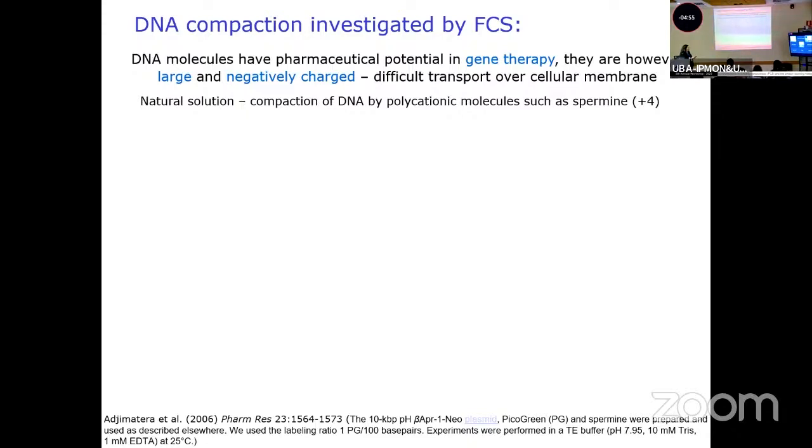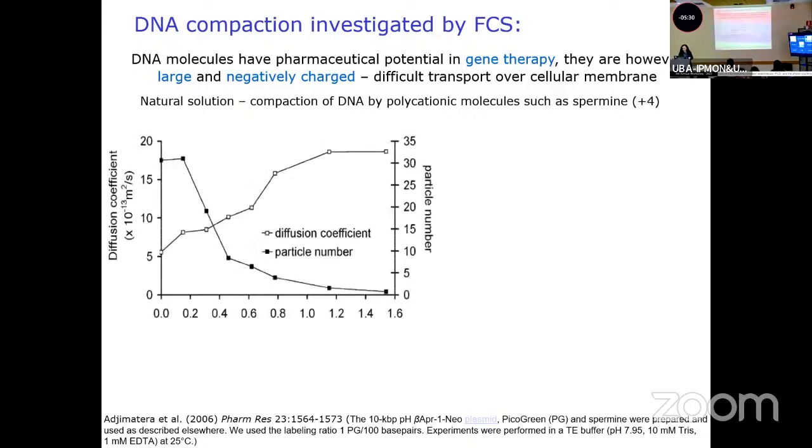example that was published in 2006 by this group. And basically they used DNA molecules that have a pharmaceutical potential in gene therapy. So folks are thinking maybe we can use DNA as genetic therapy. They are, however, large and negatively charged, right? DNA is negatively charged, and it's difficult to transport over cellular membranes. So can we look at DNA compaction using polycationic molecules such as spermine? So these researchers used spermine, which compacts DNA, and this is in solution.